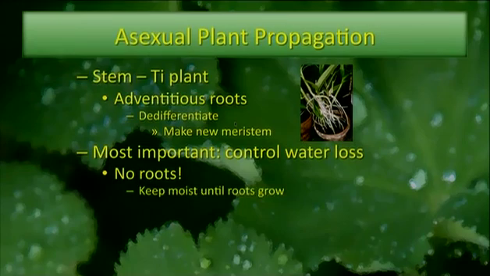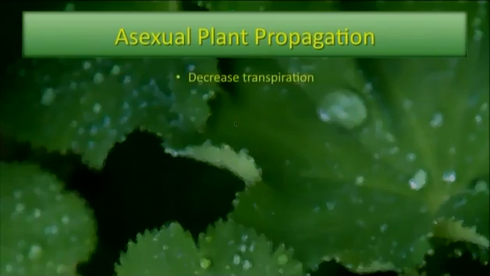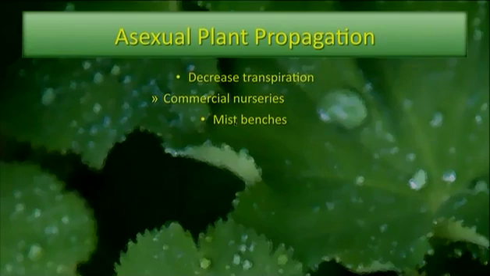A good way to do it is to grow it in a closed container, even like in a baggie with paper towels around it, in high humidity, to decrease transpiration. Commercial nurseries use mist benches. That means they have cuttings in pots, and mists come on every 20 seconds or so, or every minute, or every 3 minutes. That keeps the plants moist.